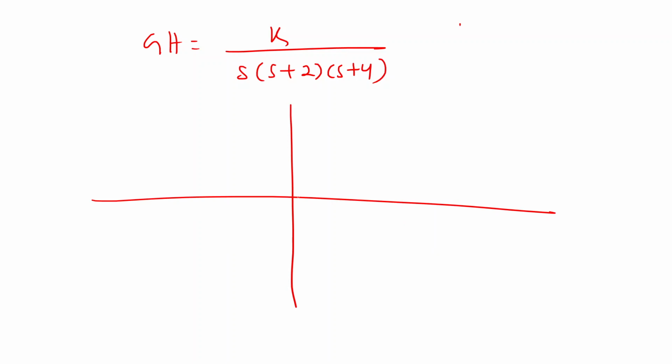I'm giving you the same example which I have taken: s into (s plus 2) into (s plus 4). For this GH, I have already drawn the root locus. You know that the root locus. Can you find out the root locus? I'm doing it fast. So this is my pole location s equal to 0. Somewhere it is equal to minus 2. Somewhere it is equal to minus 4. Let me connect my charger.